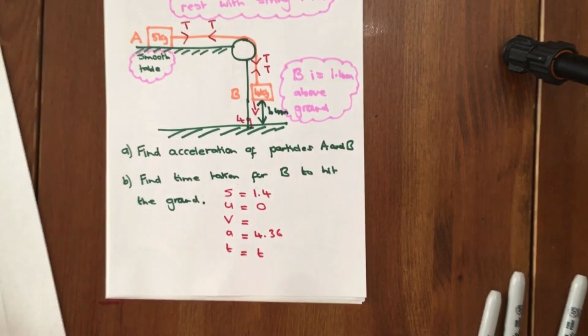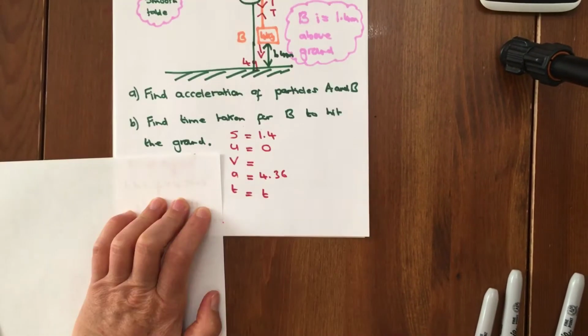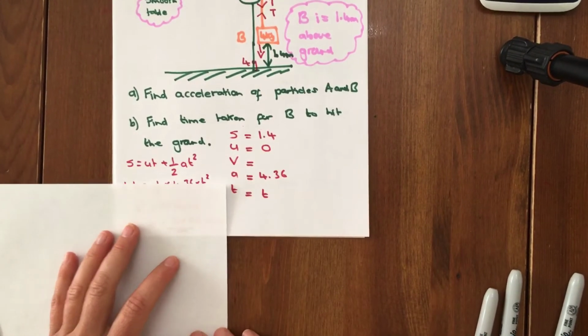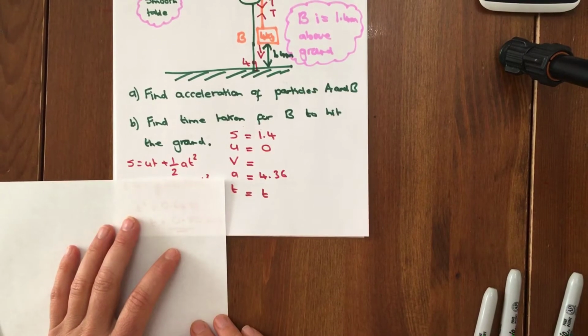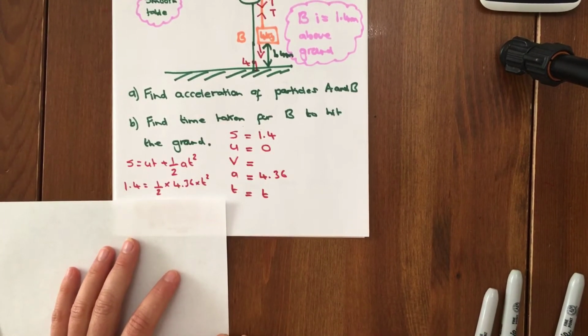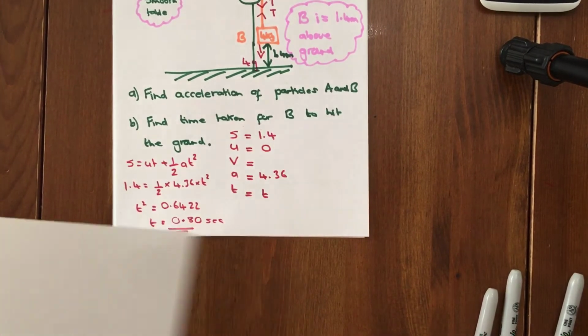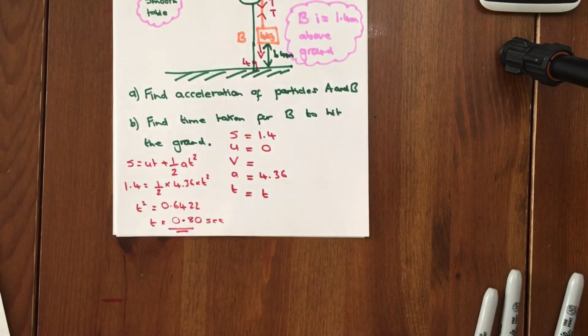Okay, I'm going to pause the video while I do work that out for you. Okay, so we're going to put all of that into this equation of motion here, sub it all in, and we get t to be 0.8 seconds. So not a very long time to hit the ground.